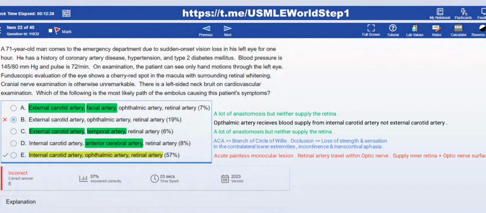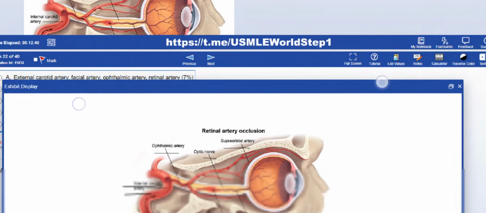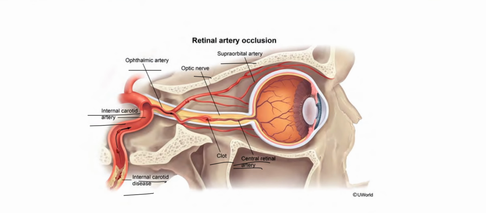Okay, why not option D, anterior cerebral artery? So the anterior cerebral artery is the branch of the circle of Willis. If occlusion occurs, there would be loss of strength and sensation in the contralateral lower extremities. There would be incontinence and transcortical aphasia.